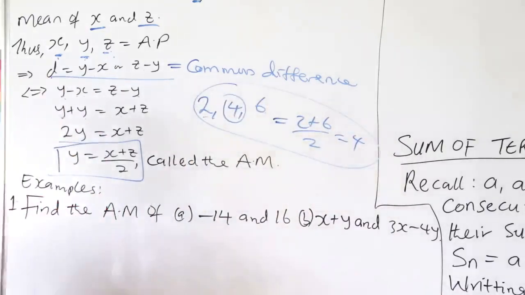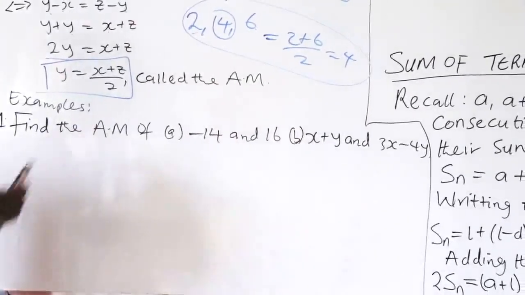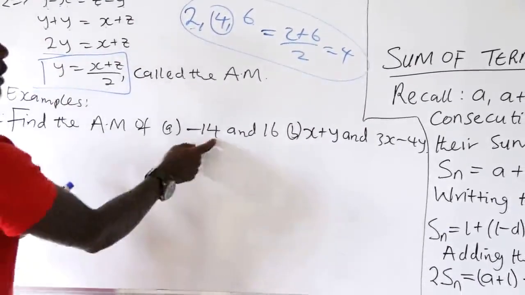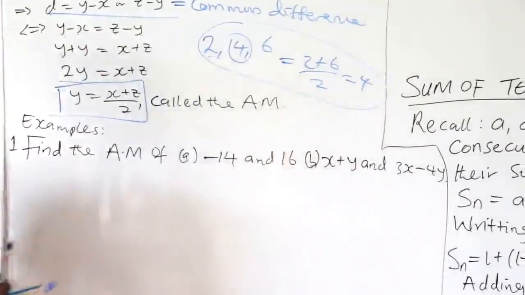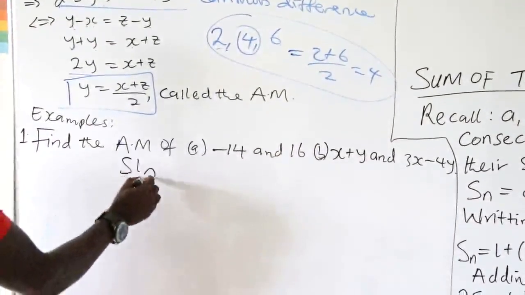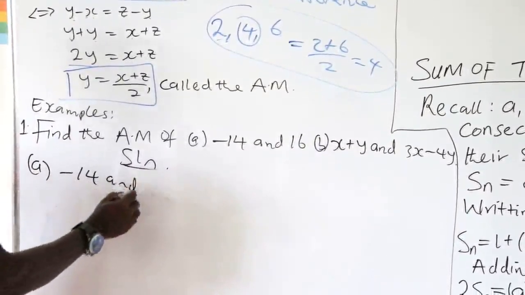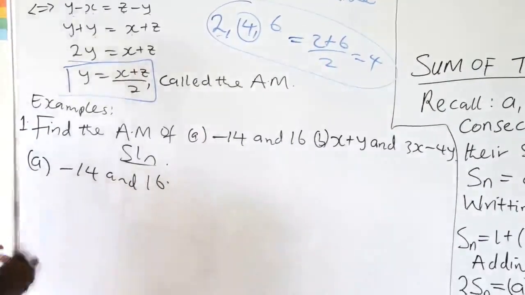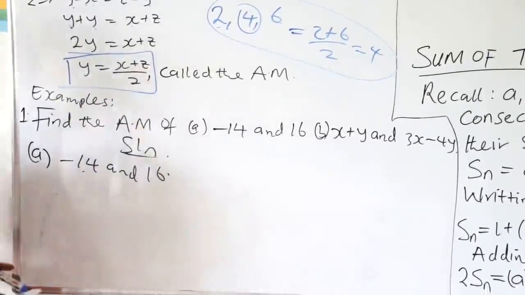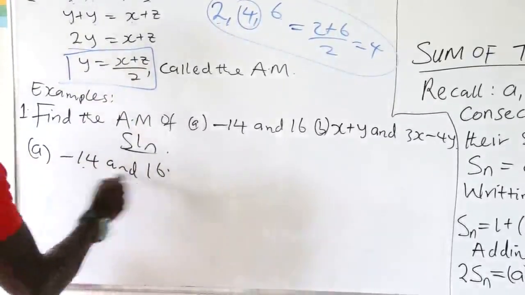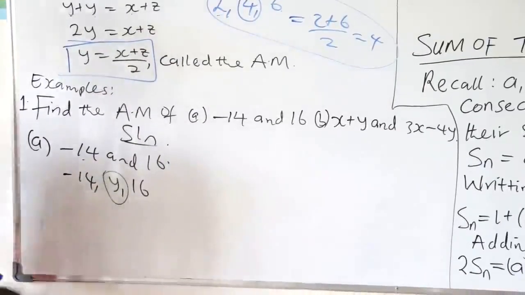Alright, let's go to the example we have here. The first question here is, find the arithmetic mean of A, minus 14 and 16, B, x plus y and 3x minus 4y. So let's take our solution. The first question, the numbers are minus 14 and 16. So the arithmetic mean is going to be, just take the average of minus 14 and 16 by the formula we have here. So it's just like saying we have minus 14 and then we have y, then we have 16. So we have to find y now.